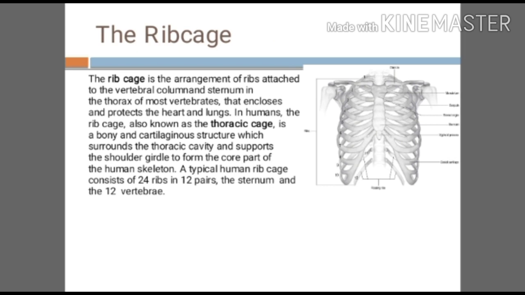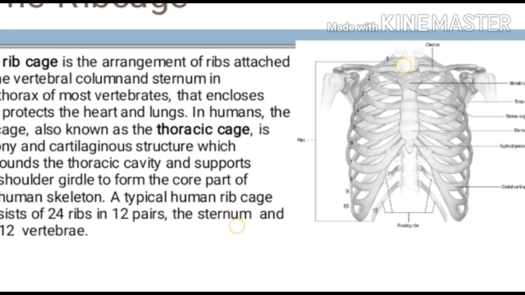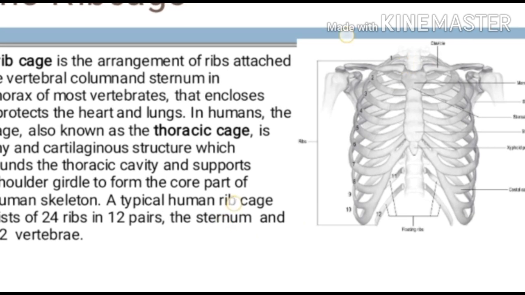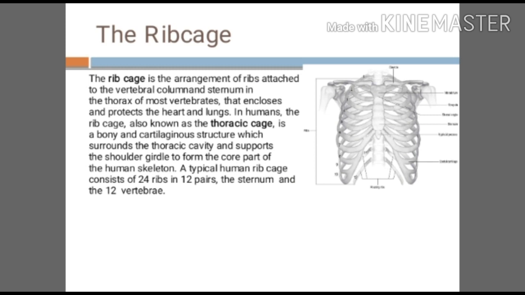The rib cage. The rib cage is the arrangement of ribs attached to the vertebrae and sternum in the thorax of most vertebrates that encloses and protects the heart and the lungs. So vertebrae are mainly the lines you can see here. See, these lines are called vertebrae. They are connected to the thorax or the main bone. So basically there are 24 ribs or 12 pairs in the rib cage. These ribs or the rib cage prevent any harm to the lungs and the heart, as they are the most important parts of our body.